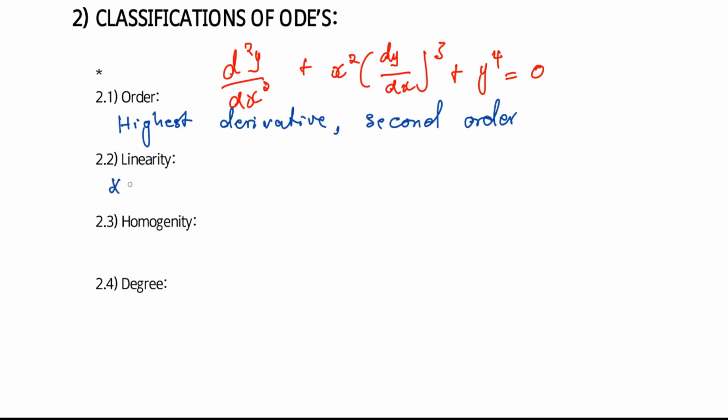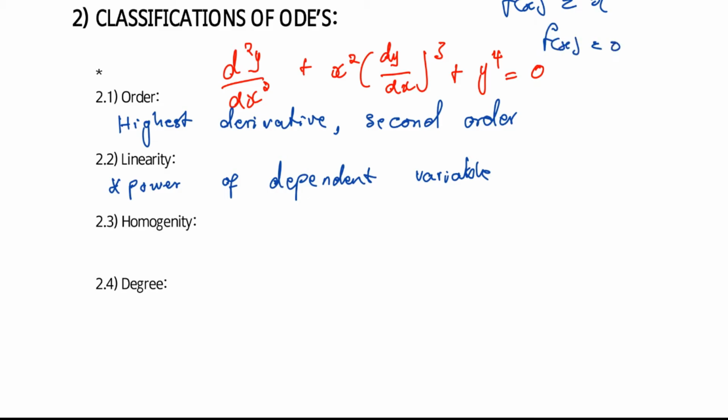For linearity, we're checking the power of the dependent variable. You know this from polynomials: if f of x is equal to x, it is linear, but if f of x is x squared, this is non-linear. If f of x is given by x cubed, this is also non-linear. So an equation is linear only if the power of the dependent variable is 1. If the power of the dependent variable is not 1, it's non-linear.